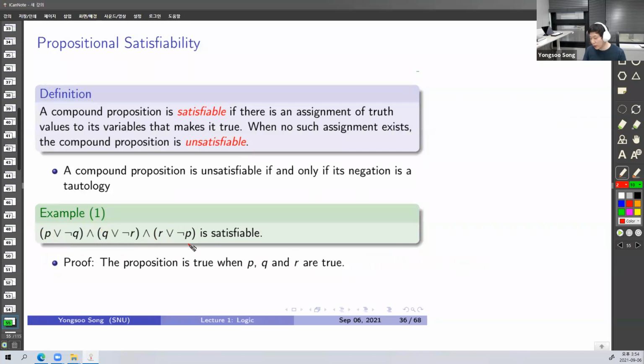And there is, in fact, another assignment which makes it true again. For example, the same is satisfied when P, Q, and R are false. If these three propositions are all false, then not Q, not R, and not P are all true, which makes this proposition true again. So there are two possible assignments which make this proposition true.